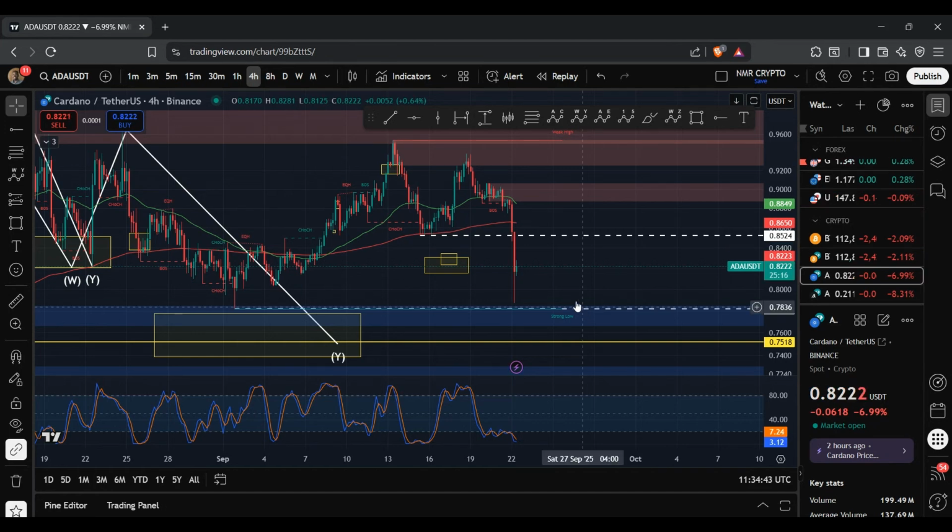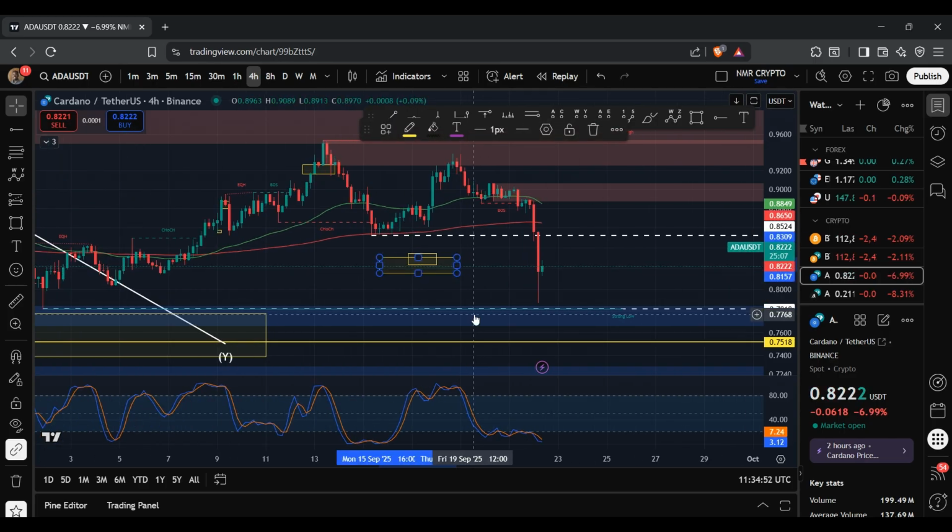So ADA as of late has been in a correction, and as you guys know, I mentioned in my previous update that I was looking out for a WXY structure to the downside, where ADA had the potential to tap into this range between 81.57 cents to 83.09 cents.